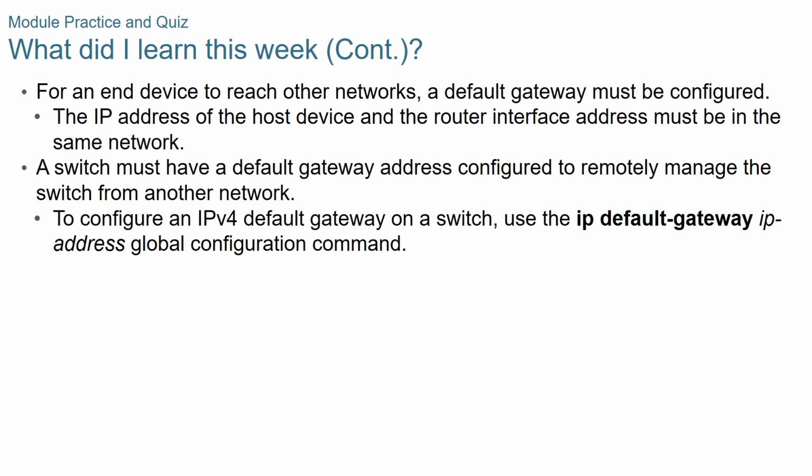For an end device to reach other networks, the default gateway must be configured, so the IP address for the host device and the router interface address must also be in the same network. A switch must have a default gateway address configured to remotely manage the switch from another network. And to configure an IP version 4 default gateway on a switch, we use the ip default-gateway command followed by the IP address, under global configuration.